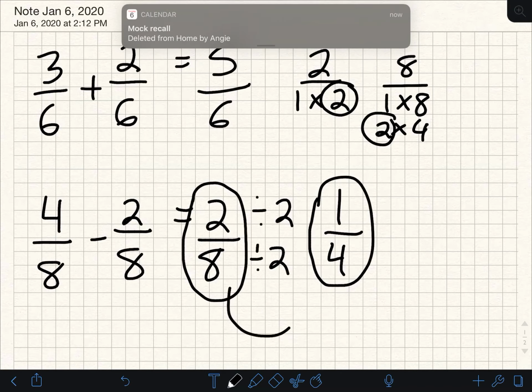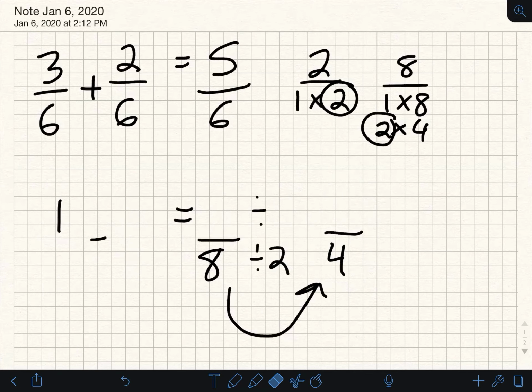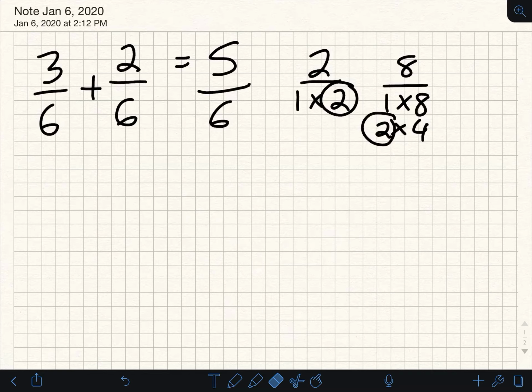So this is a simplified version of 2/8. We want to go from 2/8 and change it to 1/4. And that'd be the correct answer for that. Every problem that you do, you want to make sure that it's simplified. On assignments, if they are not simplified, they will be counted wrong just because that's kind of the way we're doing it.